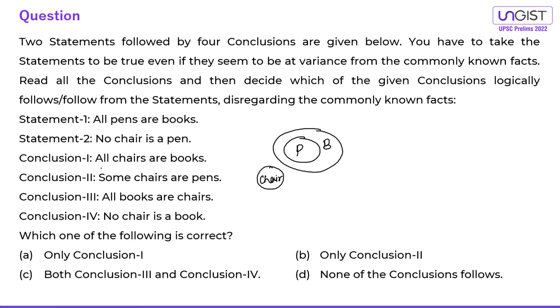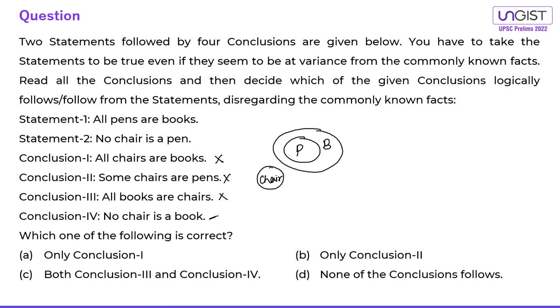Conclusion 1, all chairs are books. No, it is not correct. Conclusion 2, some chairs are pens. No, it is not correct. Conclusion 3, all books are chairs. No, this is also not correct. Conclusion 4, no chair is a book. Yes, this can be said. No chair is a book, this can be true.